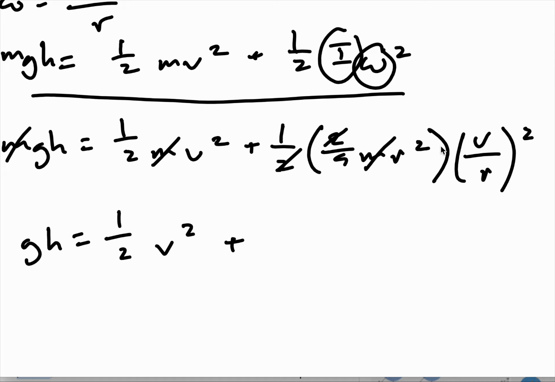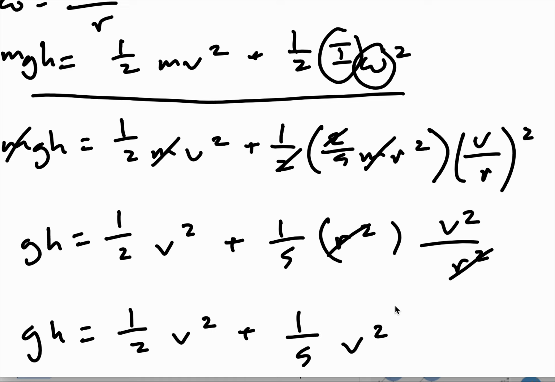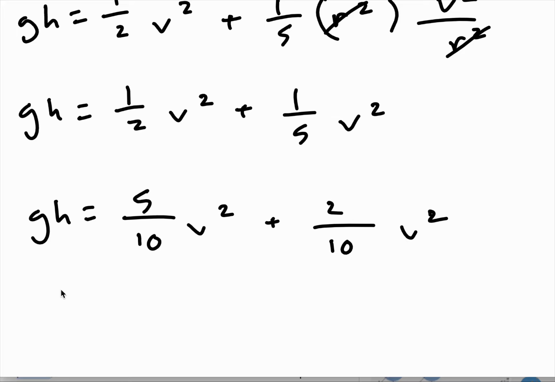plus, what is that again? Oh, 1/5 r squared times v squared over r squared. Cancel these out, and then you have gh equals half v squared plus 1/5 v squared. Alright? And then gh equals 5/10 v squared plus 2/10 v squared. So then gh equals 7/10 v squared. Okay?